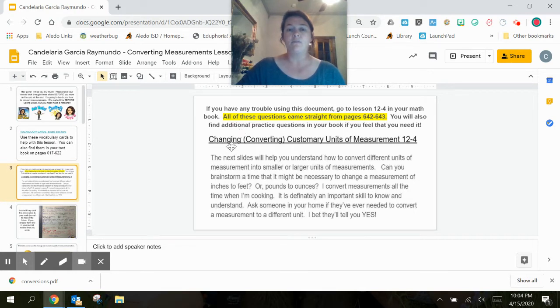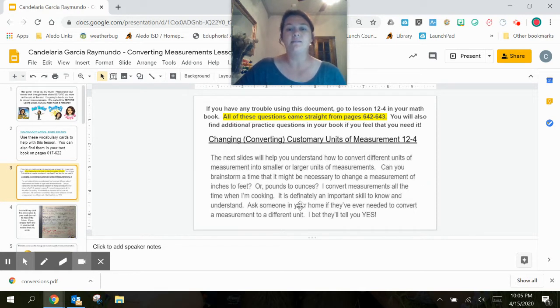It says changing, which means converting means changing. So changing customary units of measurement, and it's 12.4. The next slides will help you understand how to convert different units of measurement into smaller or larger units of measurement, like inches to feet or feet to inches, bigger units to smaller units. Can you brainstorm a time that it might be necessary to change a measurement of inches to feet or pounds to ounces? I convert measurements all the time when I'm cooking in the kitchen. And I bet that someone in your household will tell you that they've done that too.